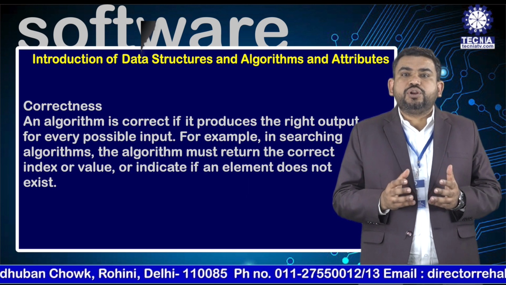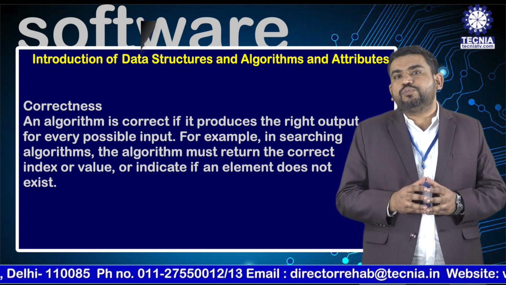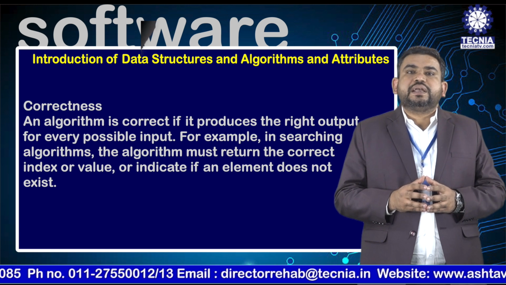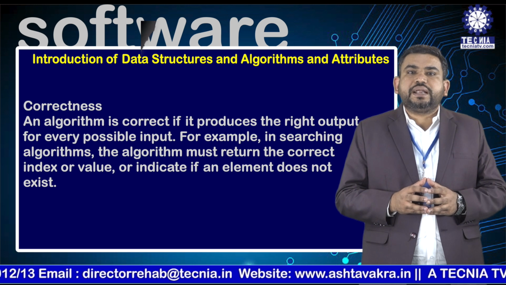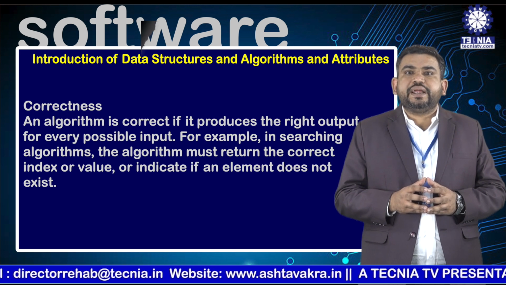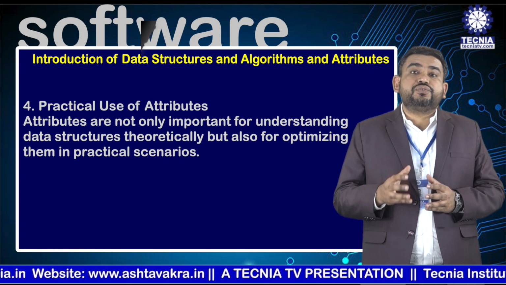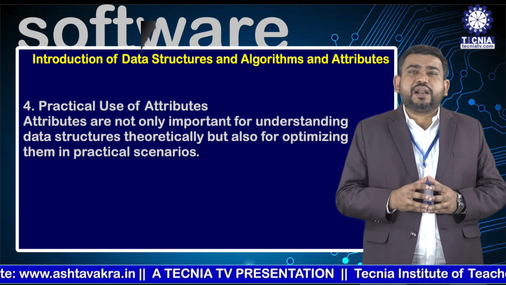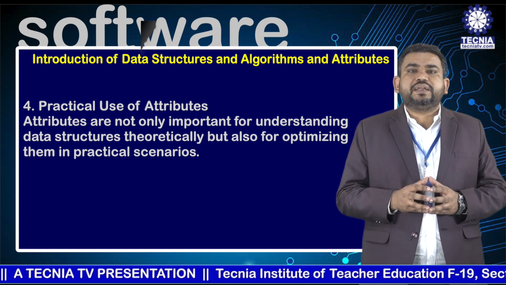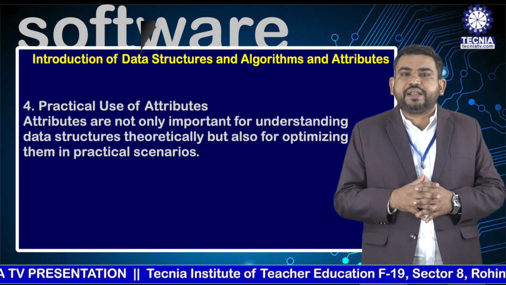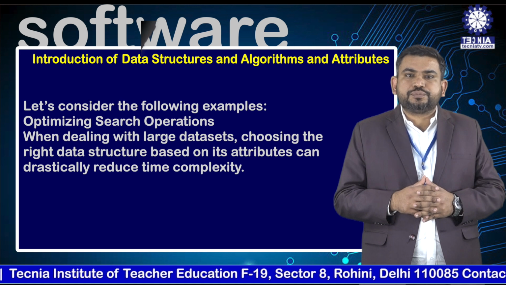Correctness. An algorithm is correct if it produces the right output for every possible input. For example, in searching algorithms, the algorithm must return the correct index or value, or indicate if an element does not exist. Fourth, practical use of attributes. Attributes are not only important for understanding data structures theoretically, but also for optimizing them in practical scenarios. Let us consider the following examples.